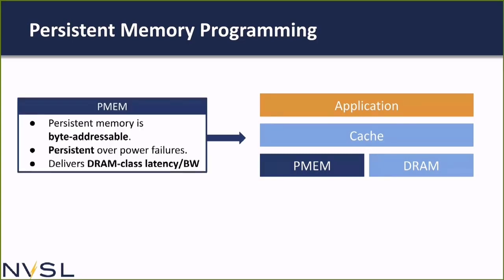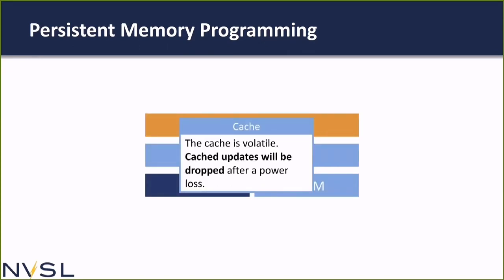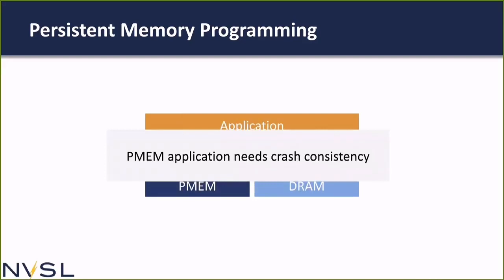Because it's byte addressable, persistent over power failures, and delivers DRAM class latency and bandwidth at the same time, it provides a lot of possibilities in a new programming model. But the cache is still volatile, and cached updates will be dropped after a power loss. So in order to actually use data in PMEM across reboots, PMEM applications need to ensure they are crash consistent.